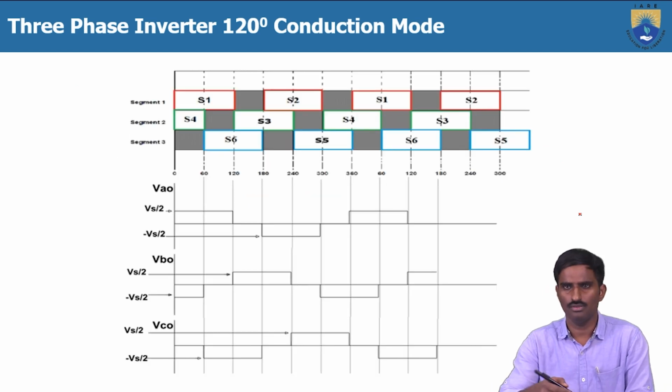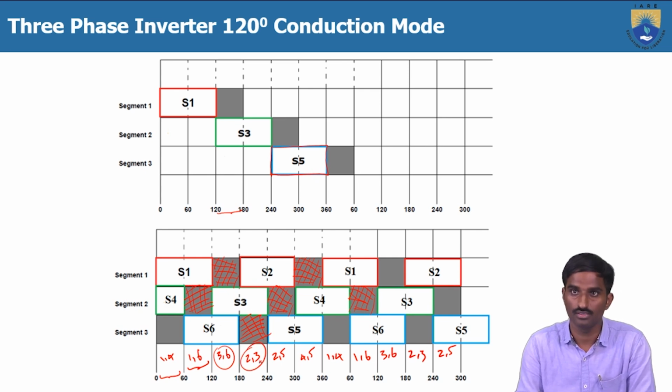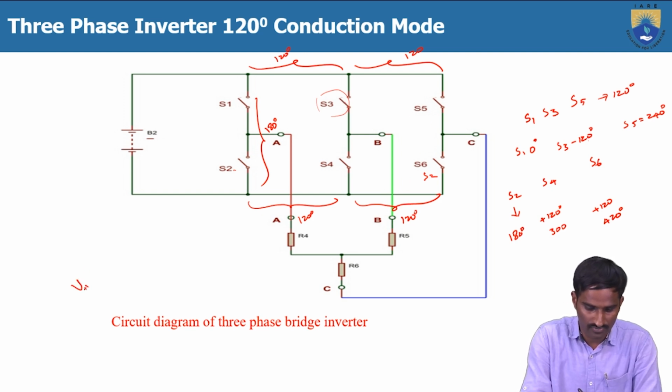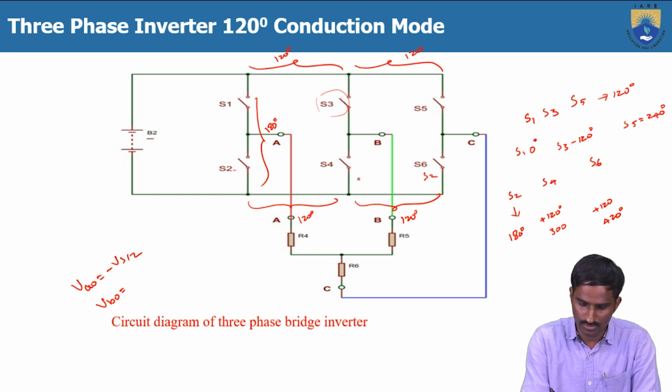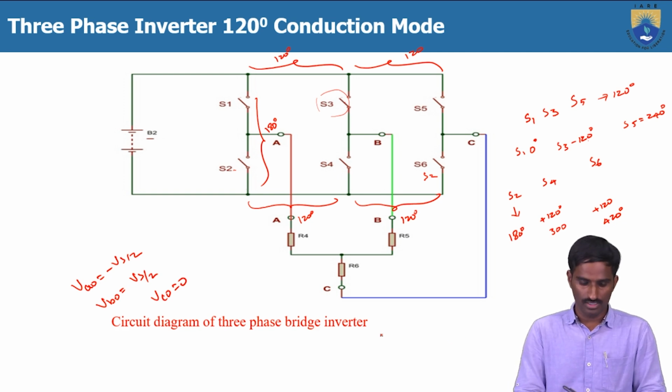Similarly, we can follow the same for step 4, let us consider switches 2 and 3. Which means here VAO is equal to minus Vs by 2 and VBO is equal to positive, because 3 is connected to the positive group, so Vs by 2, and VCO is equal to 0. So from this circuit itself, we can write the VAO, VBO and VCO equations.